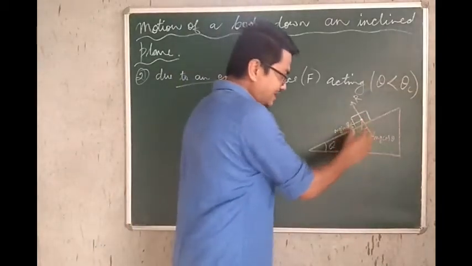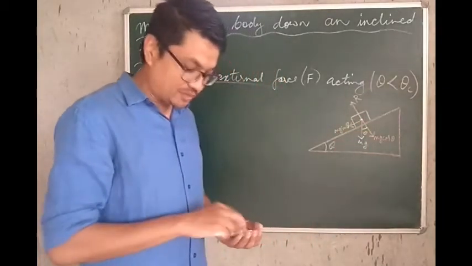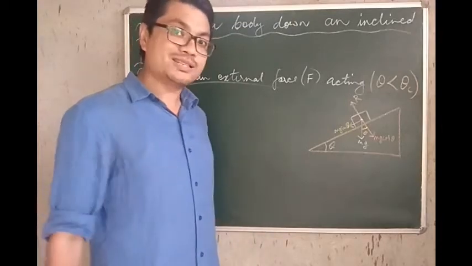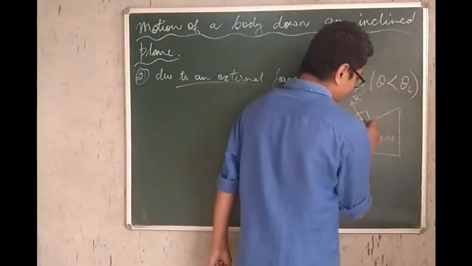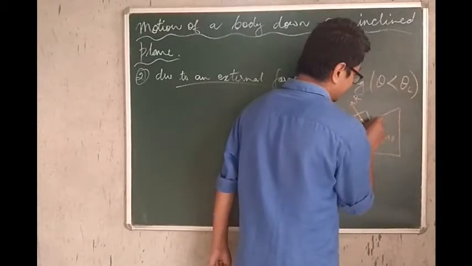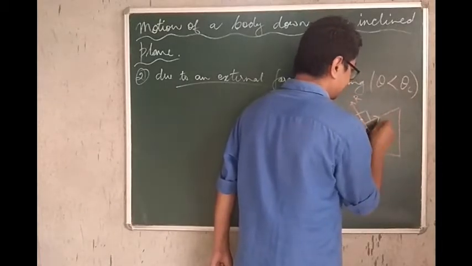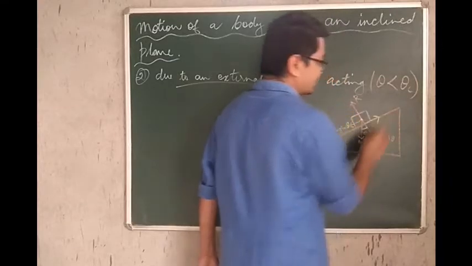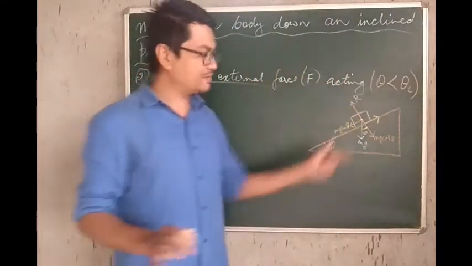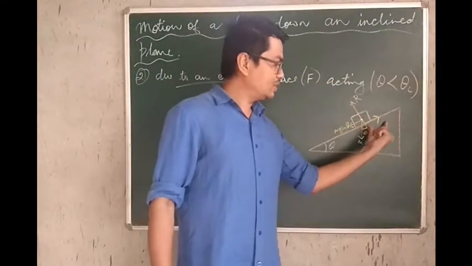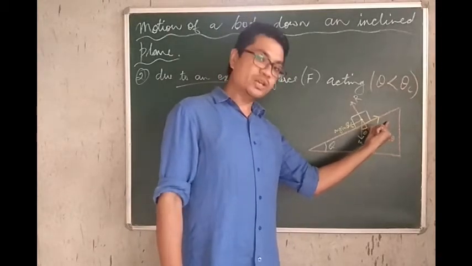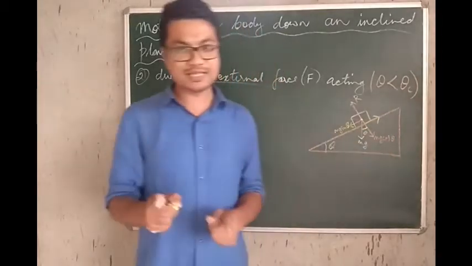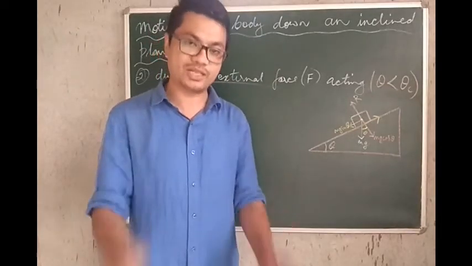So, mg sine theta is still acting on the body, but why isn't the body sliding down? The body is not sliding down because there is a force of static friction acting on the body, mind you. So, there is this force of friction. I am not denoting it by any letter right now, but do understand there is a force of static friction acting on it. And the value of the static friction is lesser than the value for its limiting friction, mind you.